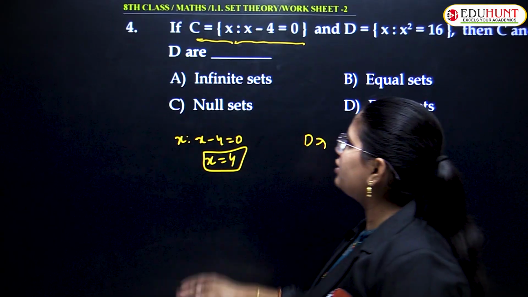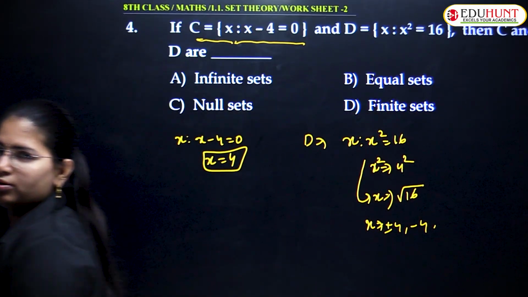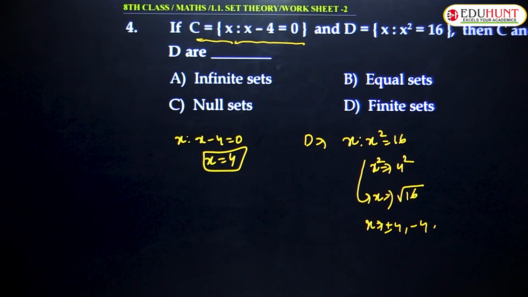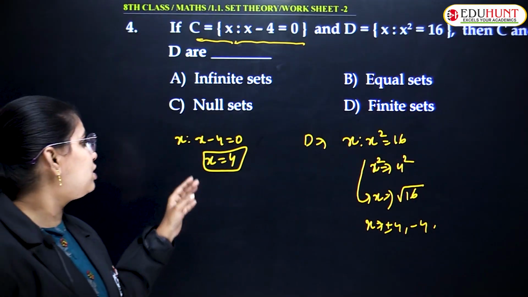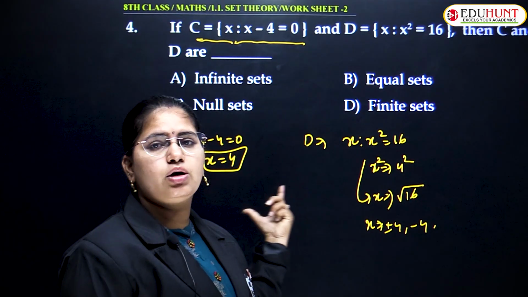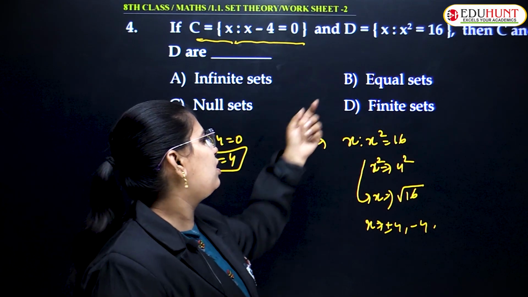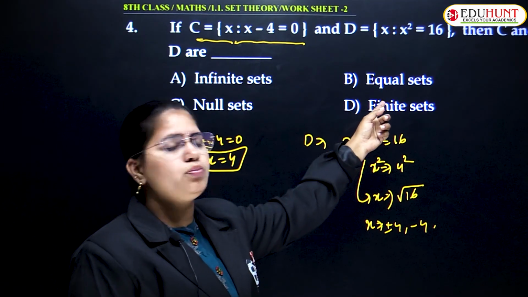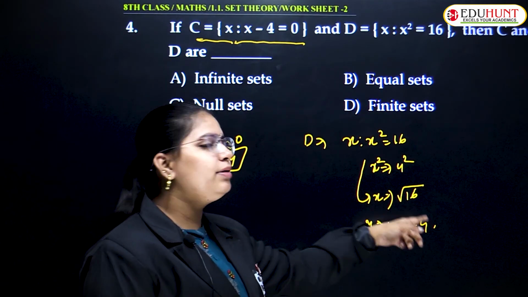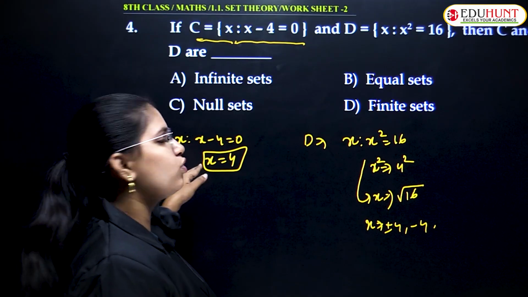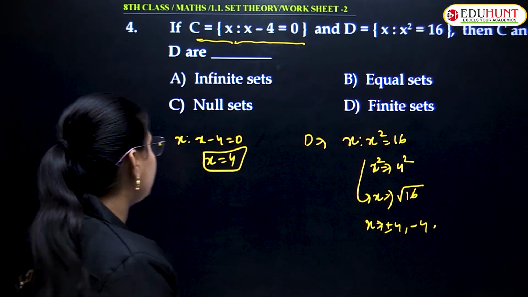Those are not infinite sets as usual. Please go through with it. Those are not infinite sets, correct? Those are not infinite sets because we are able to count how many elements there are. Those are not equal sets too, because here you are having 4 and minus 4, and here you are having only 4. In the first set you are having only 4, right?